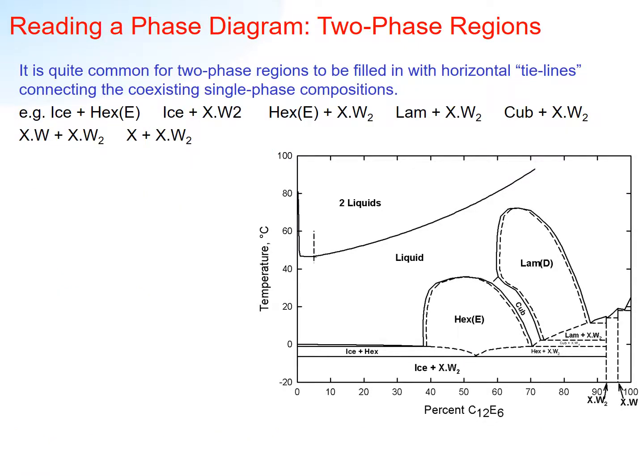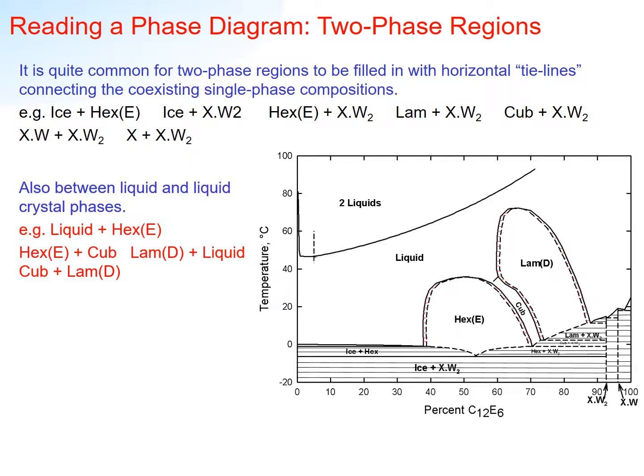So, for example, there would be tie lines connecting the ice with the hexagonal phase, the ice plus the dihydrate phase at low temperatures, the hexagonal phase plus the dihydrate, the lamellar phase plus the dihydrate, etc. So we just draw in horizontal lines. It's not just colouring in or shading.